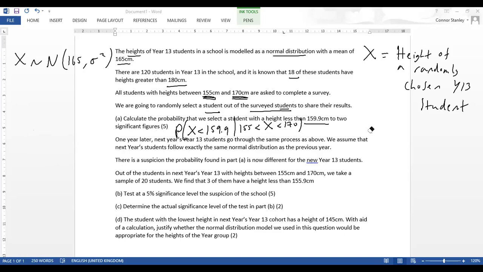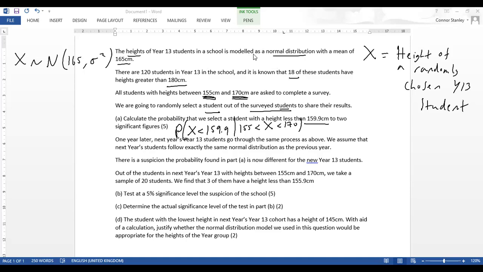And I'll just write this out here. Okay, so we don't know the sigma, so we're going to have to work out the sigma for this distribution. And this is where the second paragraph comes in handy. So there are 120 students in year 13 in the school, and 18 of these students have a height greater than 180 centimeters. So I'm actually just going to go to the whiteboard.